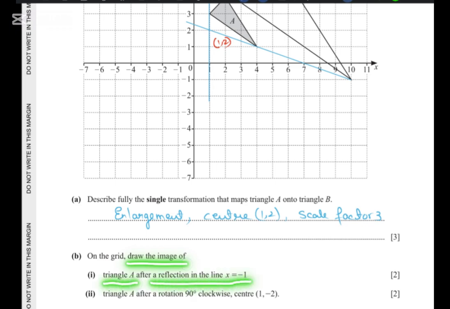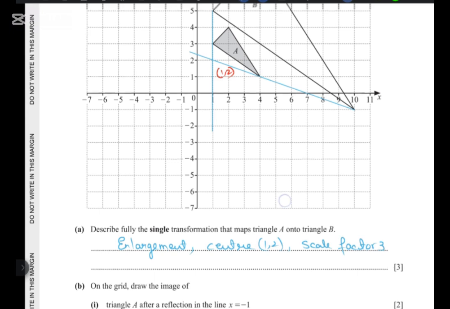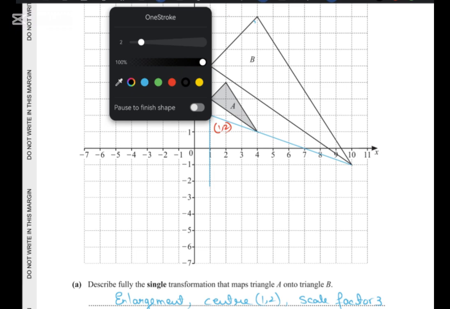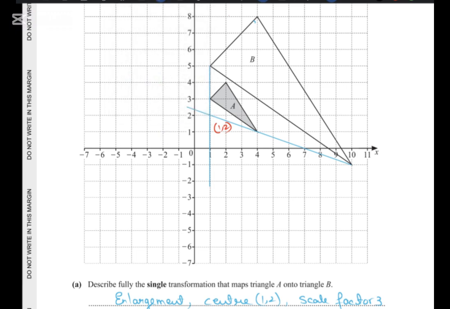Question B, on the grid, draw the image of triangle A after reflection in line x is equal to -1. So we have to draw another triangle reflected in x is equal to -1 line. So let me draw that line. X is equal to -1 will be this line. You have to reflect this triangle A in this.